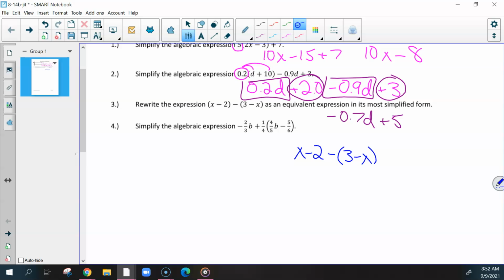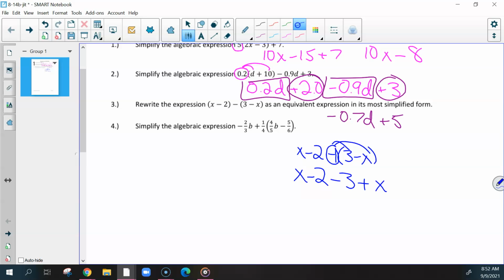For this last one, it looks a little confusing, but really we're only distributing once. I actually dropped off the parentheses because in front of this is really a 1. But if I multiply this by 1 and this by 1, nothing changes. So I could really just drop those parentheses. I'm really just distributing this. Remember the negative 1 here to these 2 numbers. So x minus 2 minus 3 plus x. 2 negatives make a positive.